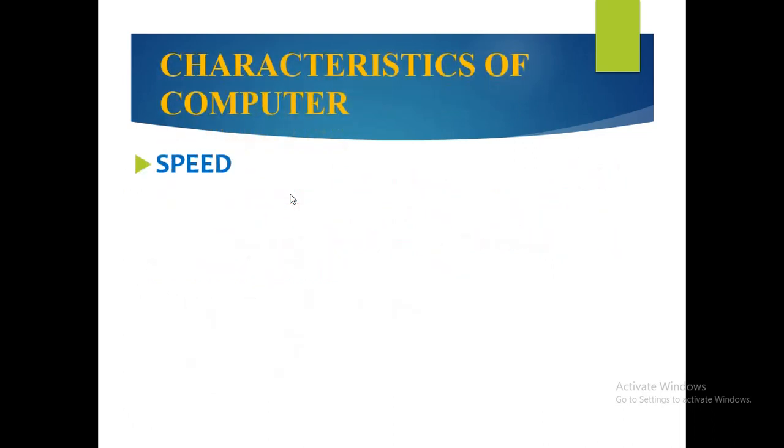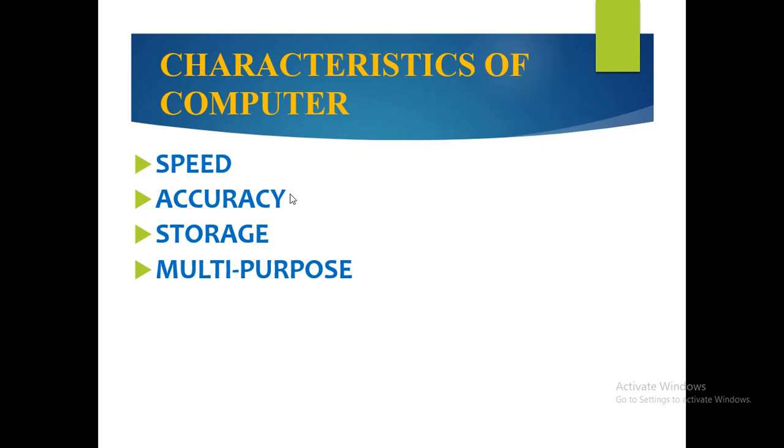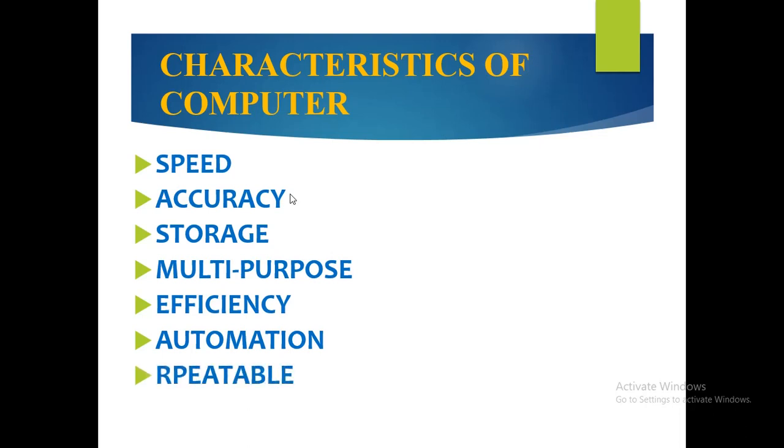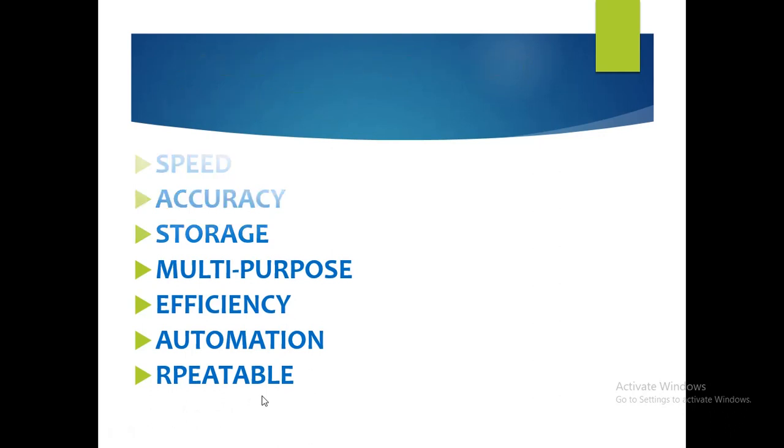So let's see the characteristics of computer. First character is speed, then accuracy, storage capacity, multi-purpose, then efficiency, automation, and repeatable. So what are the characteristics of computer? Speed, accuracy, storage, multi-purpose, efficiency, automation, and repeatable. Now let's see briefly about all these characteristics.